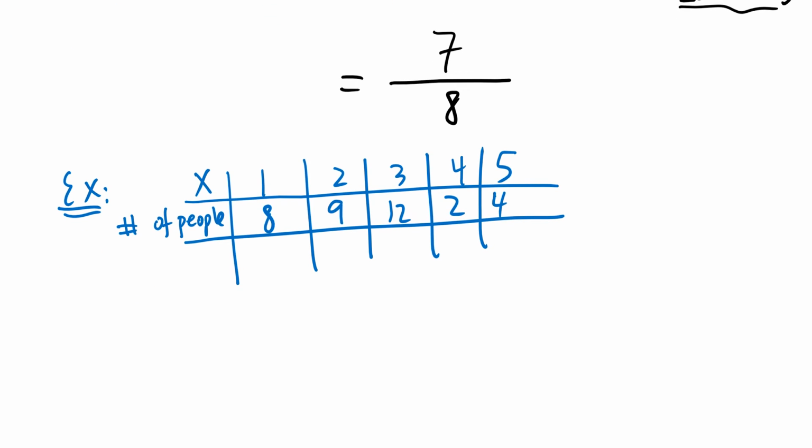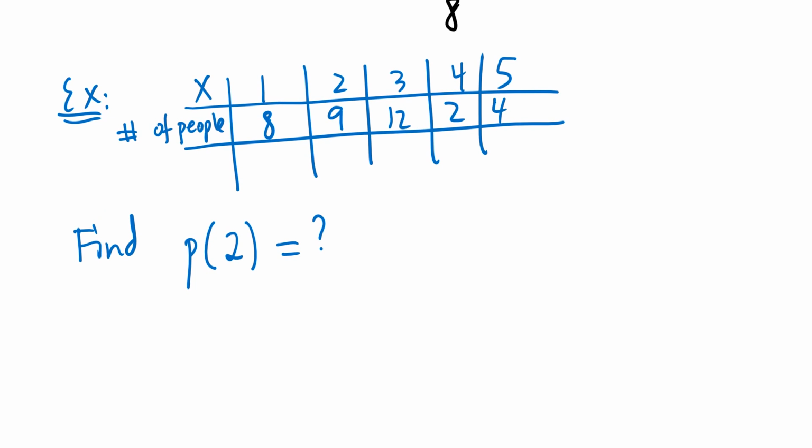Then we can ask a question: find the probability that someone selected number 2. What's the probability of someone selecting number 2? Well, you're going to go to number 2. This is number 2 here. If we need to find the probability of someone selecting number 2, you ask yourself, how many people selected number 2? How many are in favor of the event? Well, we have 9 of them.